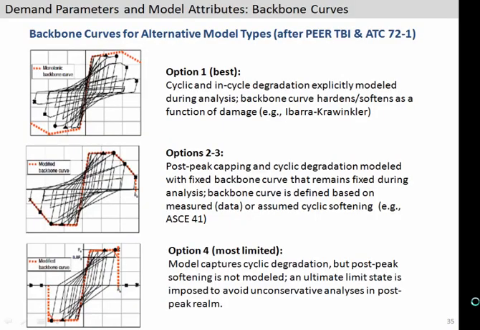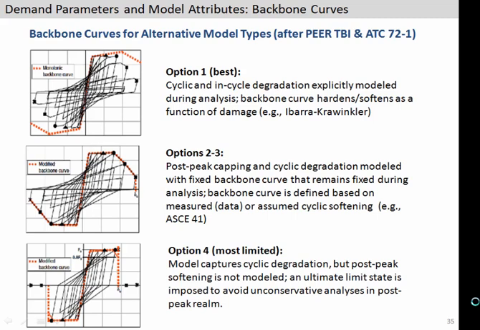And that's where we come into what were described as four options. Here I've folded them down into three options that are described in the ATC 72 and then in the PEER Tall Building Guidelines. It's to ask the question: in the cyclic models in your analysis program, do you have option one, which is the best, which can model the full monotonic response and pick up pulse-like motion, but if there is cyclic behavior that occurs before that, it will chew away at that backbone curve and degrade things. So it's capturing the behavior as realistically as we can.